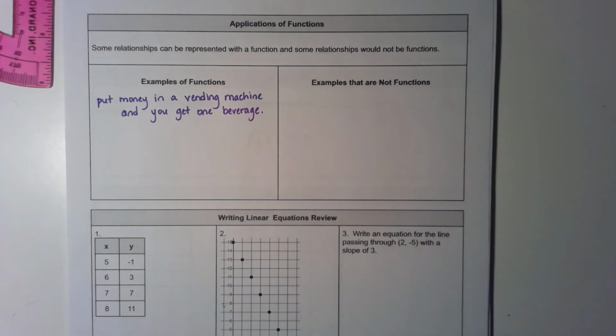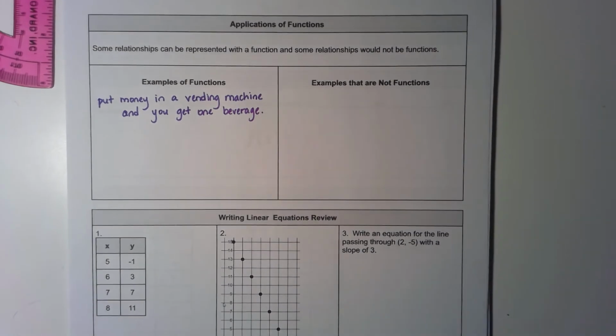That's an example of a function. So if you put money in, $1 in, you get one beverage out. If you wanted another beverage, you'd have to put a new dollar in. So one input gets you one output.